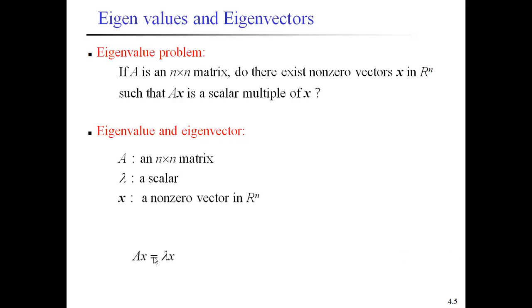That means from this equation Ax equals lambda x, this lambda is called an eigenvalue. This x is called an eigenvector. Therefore, the x on both sides is the same, and that is called the eigenvector. Lambda is called the eigenvalue.